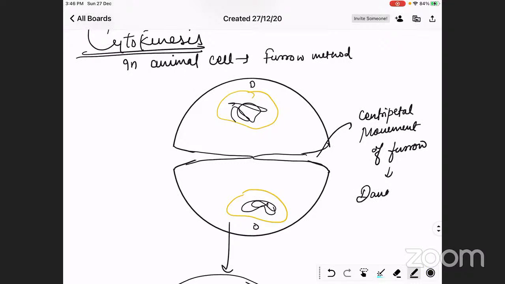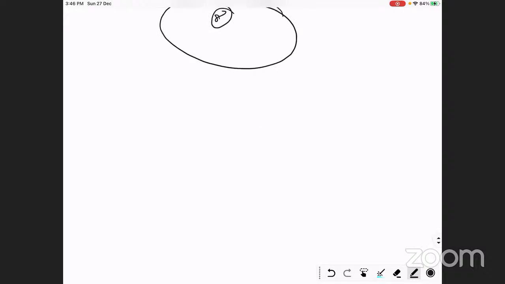Then into the two daughter cells. But in plant cell, there is a different thing. Why? Because the cell wall is hard. The cell wall has hard rigidity, and it is inextensible. Okay, so in this plant cell, we have another method, that is the cell plate formation.